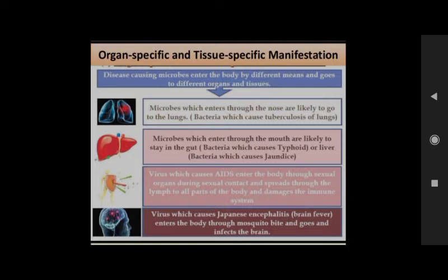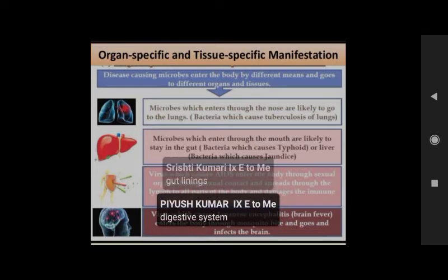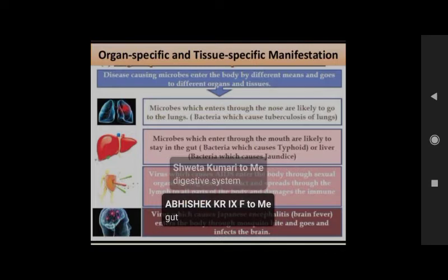Correct. Now, if the microbes enter through the mouth, then which part is it likely to affect more? If the microbe is entering through the mouth, which part is likely to be affected more? Okay, Srishti, Piyush, Vaishnavi, Divyansh.